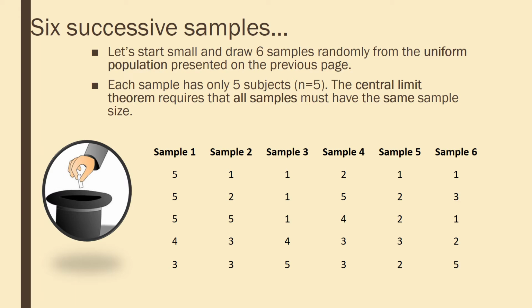So we randomly drew 5 people for sample 1, and the first person had a score of 5, the second person had another score of 5, the third person had a score of 5, the fourth person had a score of 4, and the fifth person had a score of 3. In sample 2, the first person had a score of 1, the second person had a score of 2, the third had a score of 5, the fourth had a score of 3, and the fifth had a score of 3. And you can see that continues through all these samples, okay? So you have 6 samples, each with an n of 5, and we randomly selected these people.